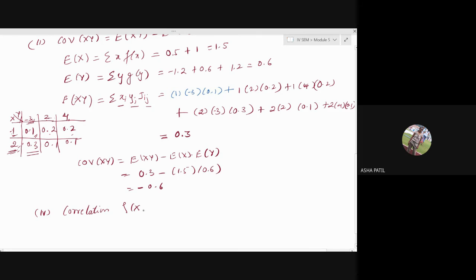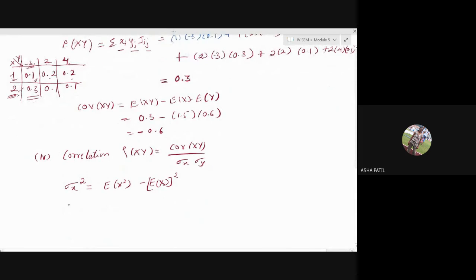Correlation, that is rho of xy, is covariance of xy divided by sigma x into sigma y. Now you know covariance, you need to find sigma x and sigma y. So write the formula for sigma x square, that is variance. What is it? Expectation of x square minus expectation of x whole square. You know expectation of x, you have to find expectation of x square.